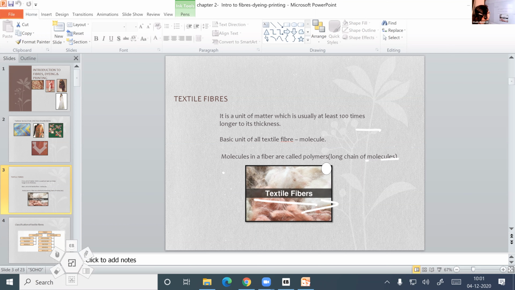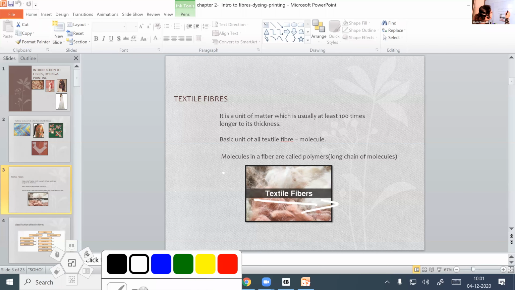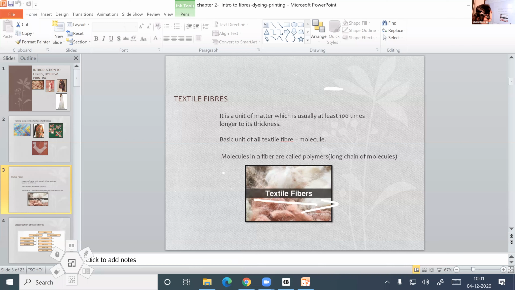Okay, that means if a textile fiber, any fiber, cotton or wool, anything, is this much thick, the length will be 100 times longer than its thickness. Understood? The length of the fiber will be 100 times longer than its thickness. So the length will be more.